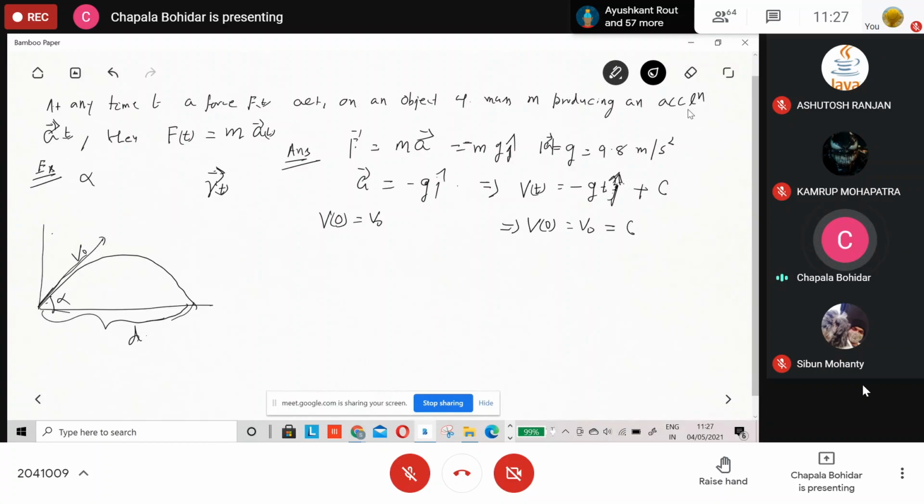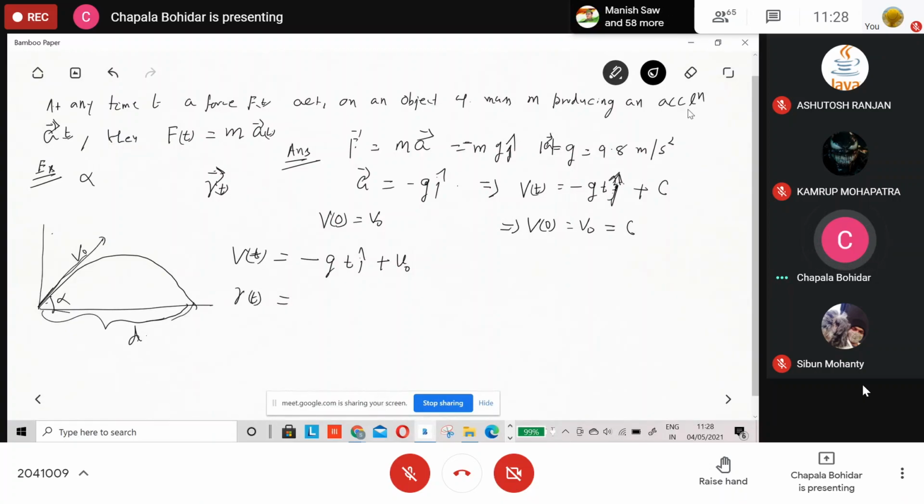So now Vt is equal to minus g t j cap plus V0. I can write down like this. Up to this, you are clear or not? I am asking you. Yes, ma'am. Okay, then my aim is to find out the position vector, that is Rt.